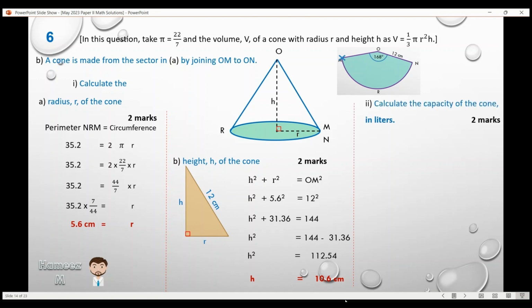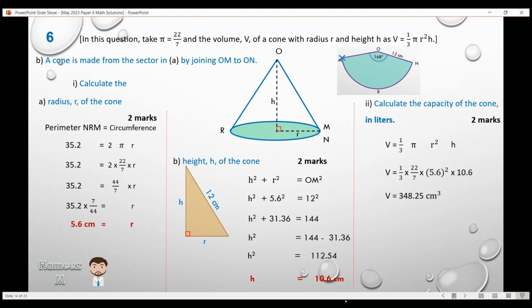In part 2, calculate the capacity of the cone in liters. So we know the volume is given in the first line above, 1/3 pi r squared h. We want to find the capacity, or volume V. We know pi is 22 over 7. We know the radius r from part A is 5.6. And we know the height we just worked out to be 10.6 centimeters. So volume is equal to 1/3 times 22 over 7 times 5.6 squared times 10.6. We use our calculators and we get 348.25 cm cubed.